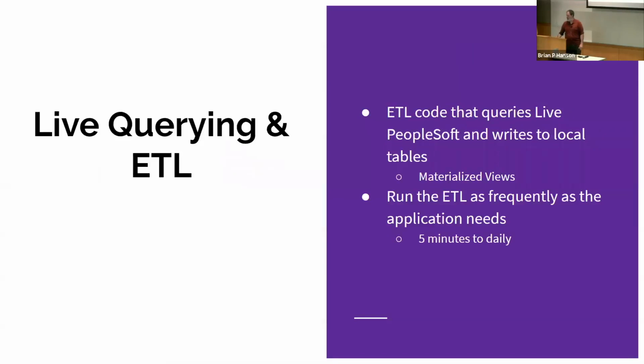So the process there is you have ETL code that runs those live queries. So say it looks at student enrollment and on some sort of schedule, a schedule that you control, it takes the results of that query and it shoves it into a materialized view in your application database. At this point, when your application is querying tables, it's querying the local copy, the local materialized view, and you can tune those ETL jobs to run as frequently as you want.